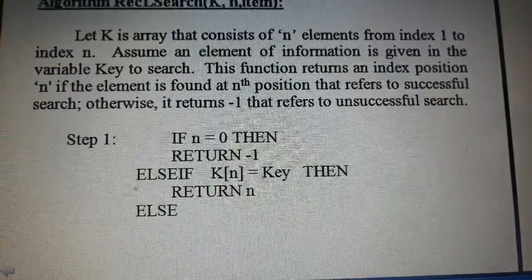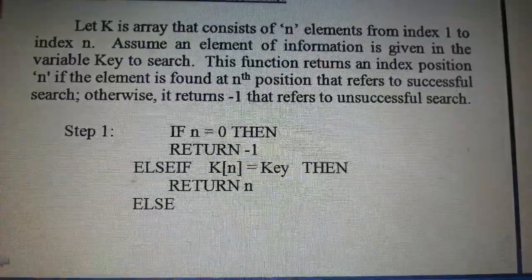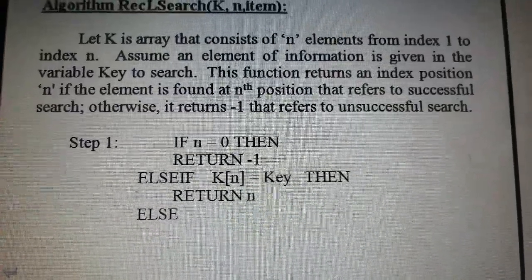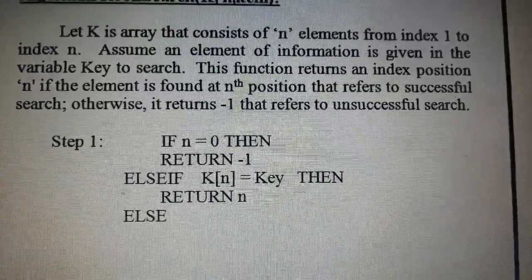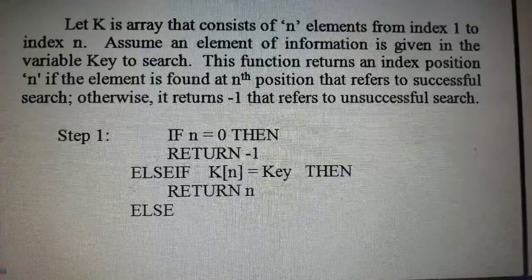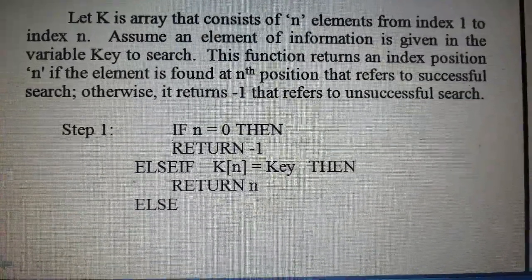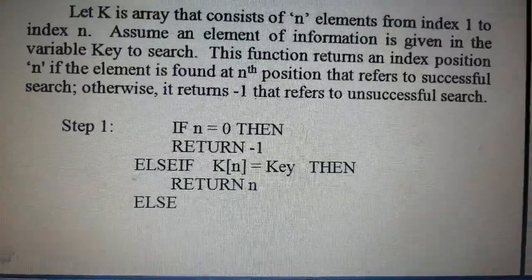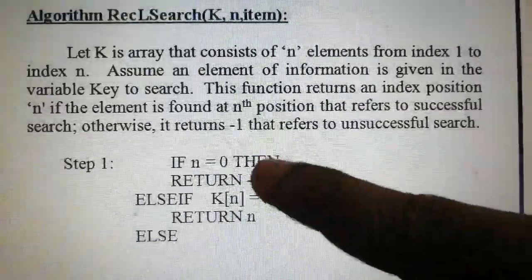Else we compare k of n equals key. That is, k of 0th location, k of first location, k of second location, k of third location, like that we consider. So n is the index of the array. We take the index of the array and compare the value at that index with our desired value. This is what the recursion process is.